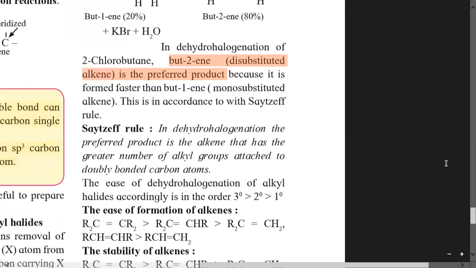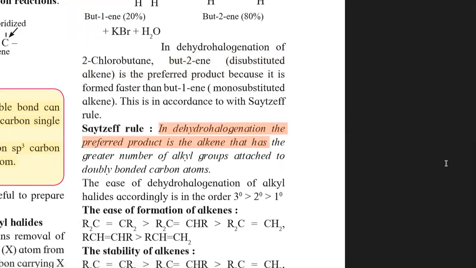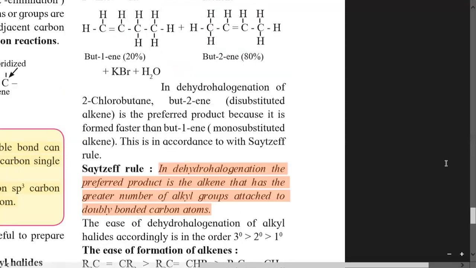The statement of Saytzeff rule is that in the dehydrohalogenation reaction, the preferred product is that alkene which contains the greater number of alkyl groups attached to the doubly bonded carbon atoms. Remember this statement well. This is useful in 11th standard as well as in 12th standard. This is an important rule for the elimination reaction. Again, I will explain with the help of the above example.